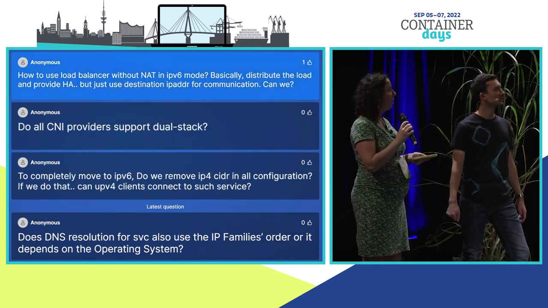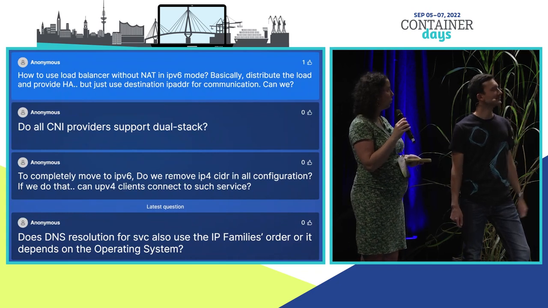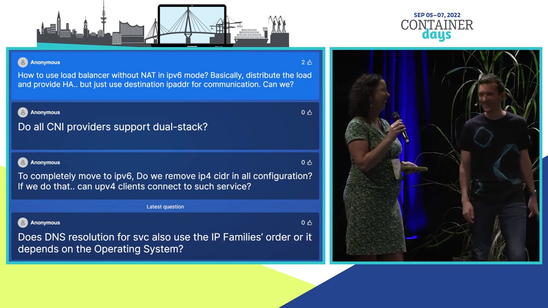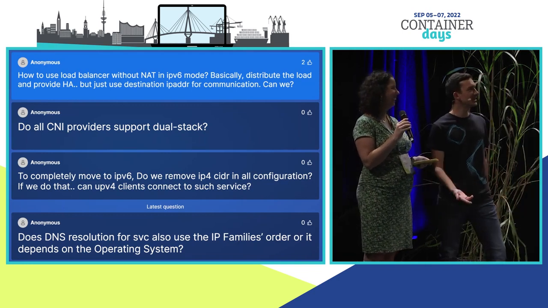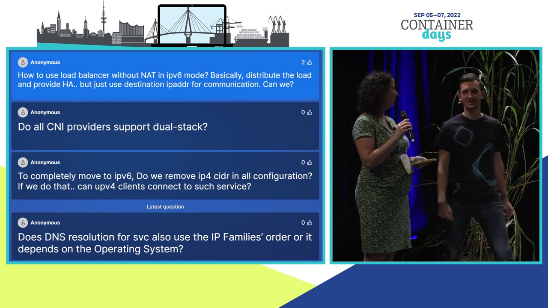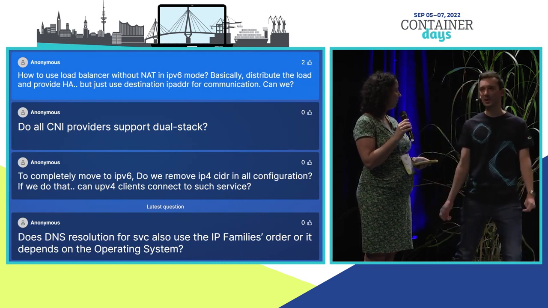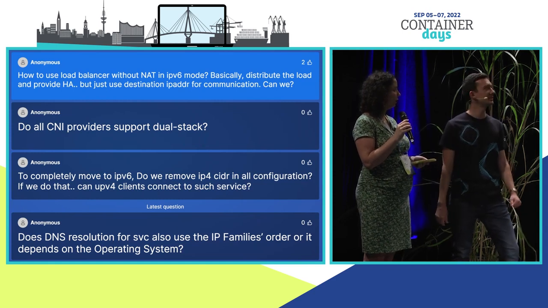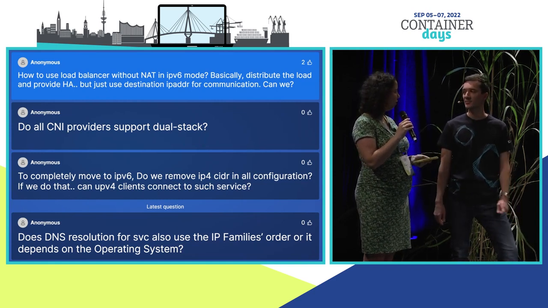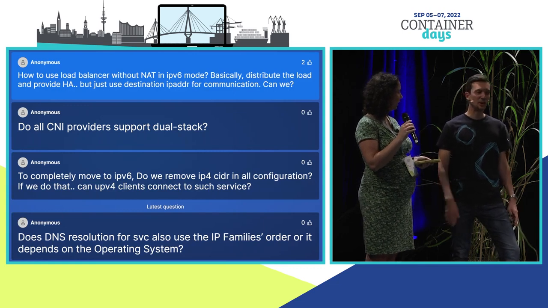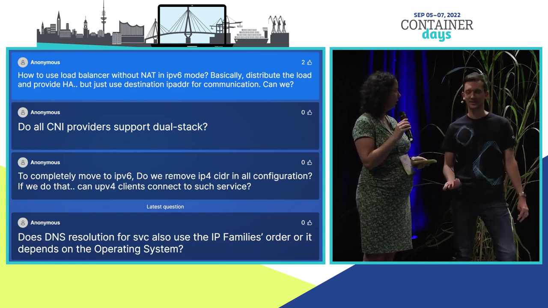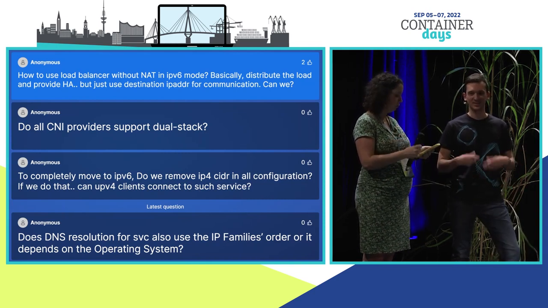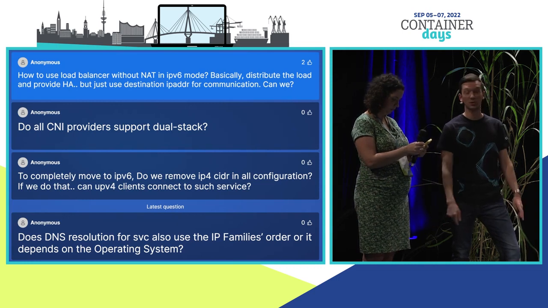Oh, here we go. How do you use a load balancer without NAT in IPv6 mode? Yeah, that's a question for which we don't have the correct answer yet, but there are definitely more people thinking about how we can implement load balancing in IPv6 without the need for network address translation. Is it just a bit of a hangover from IPv4? Yeah, the way it is implemented right now is exactly the same way as it was in IPv4, because that's how it's implemented in kube-proxy.